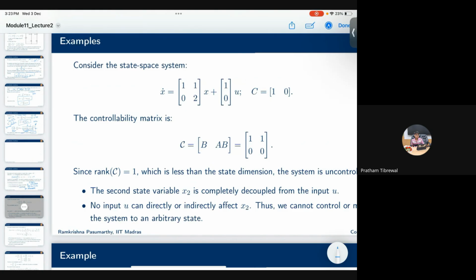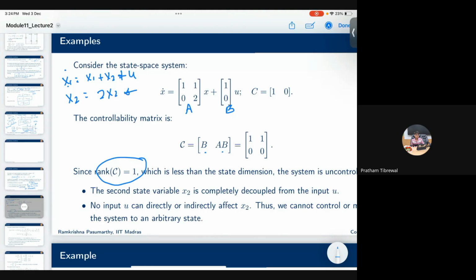So this is a simple example. I have x dot equal to Ax plus Bu, and then I can just look at the rank of the matrix B, AB. This is 1001. The rank is 1, and therefore the system is not controllable. I can also see why it is not controllable. If I write down the equations, I will have x1 dot is x1 plus x2 plus u, whereas x2 dot is equal to just 2 times x2. So there is no explicit control in x2 dot.